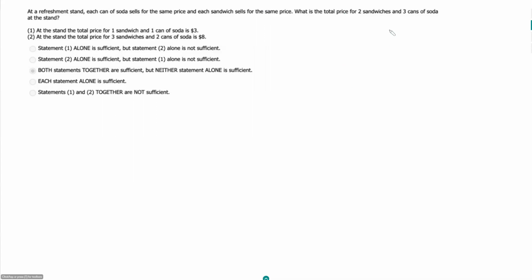So I always hate it when they do this, when they give 2 variables that start with the same letter. So we will just say our total price is equal to 2x plus 3y, where x is our sandwich price and y is our soda price.